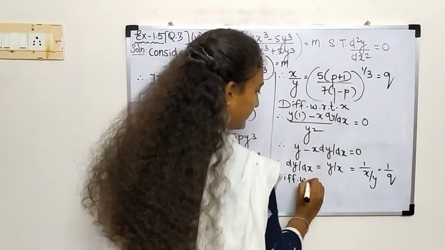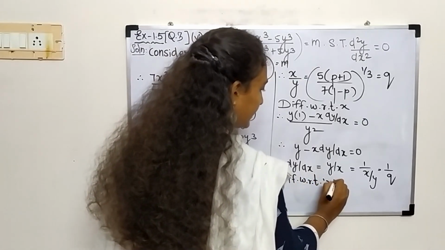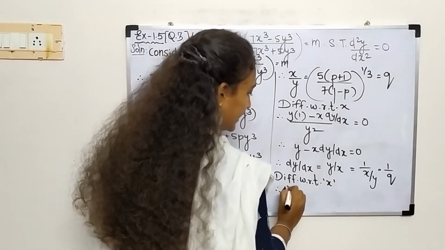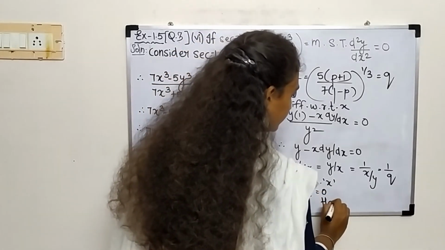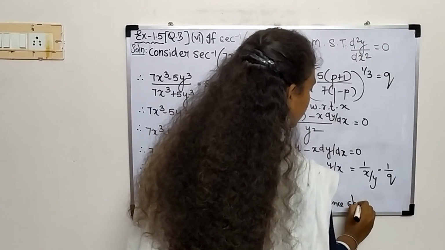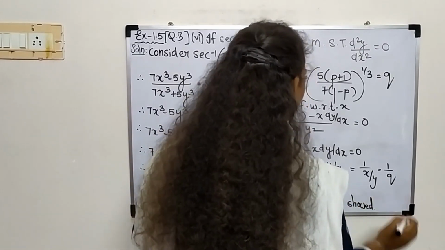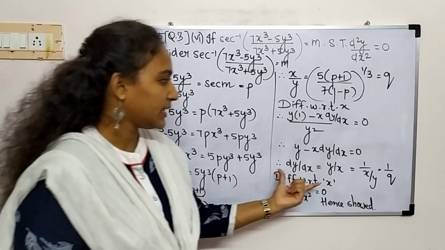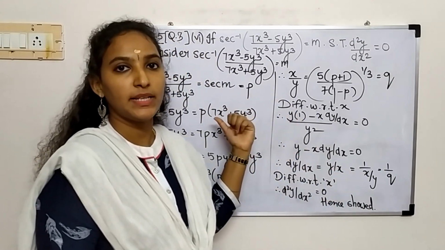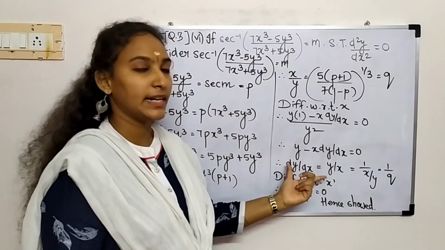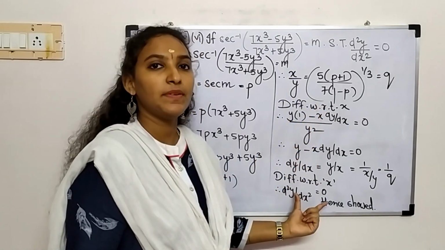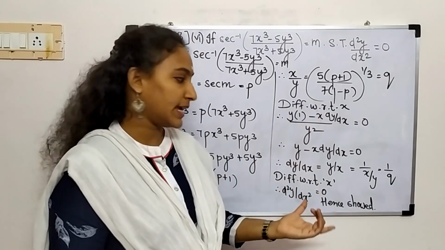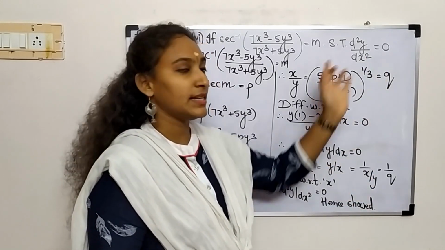So differentiate with respect to x. Therefore d square y upon dx square is equal to 0. Okay. See, up to this step it is similar to the previous questions that were solved in previous videos. But at the last we have to take differentiation once again so that we get our answer as 0.